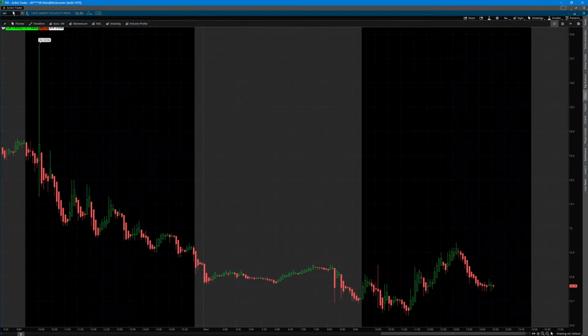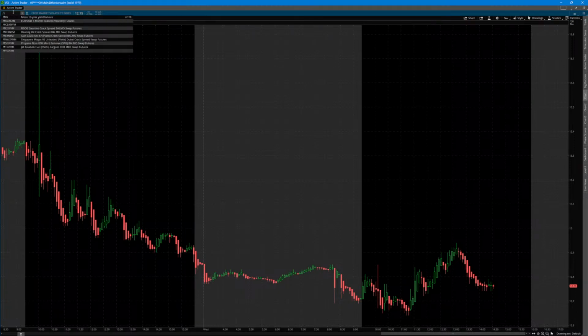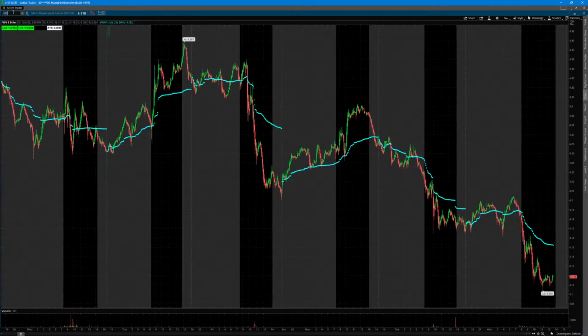Let's take a look at the 10-year. This is the yield for the 10-year Treasury notes. Also continues to move lower. Should be a tailwind for stocks. Also lower on the day.